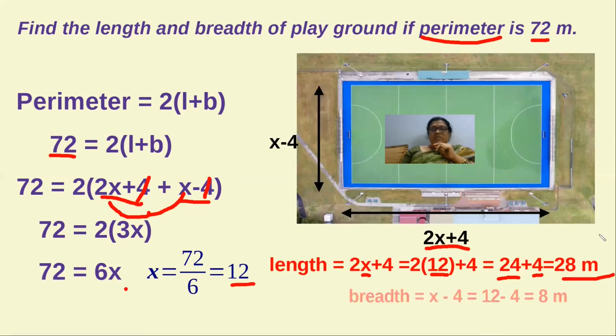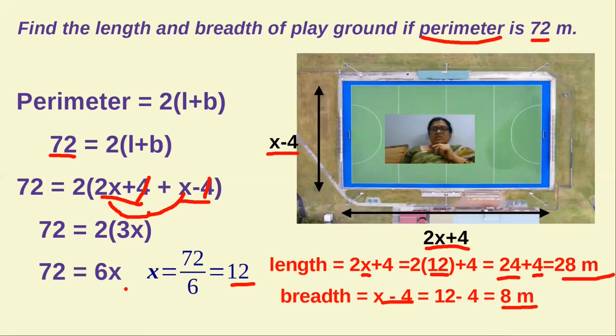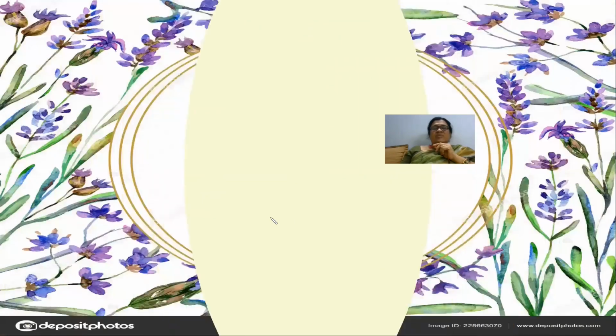And now we'll calculate the breadth also. It is given already. How much is the breadth? It is x minus 4. So in place of x, you can write 12. 12 minus 4 is 8 meters. So like this, we can solve problems in our daily life situations.